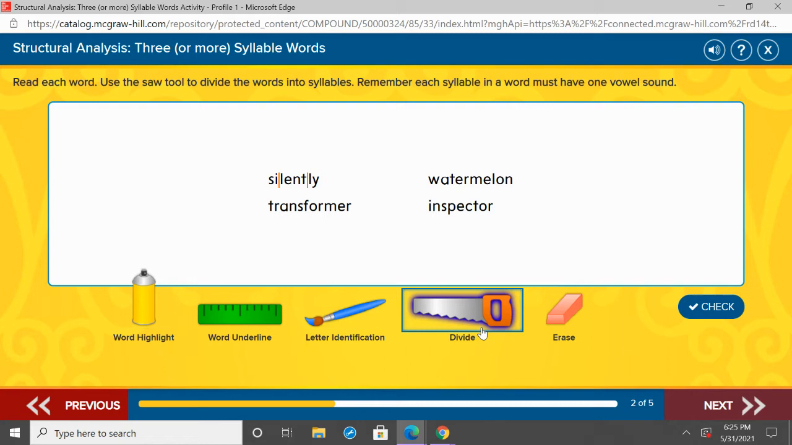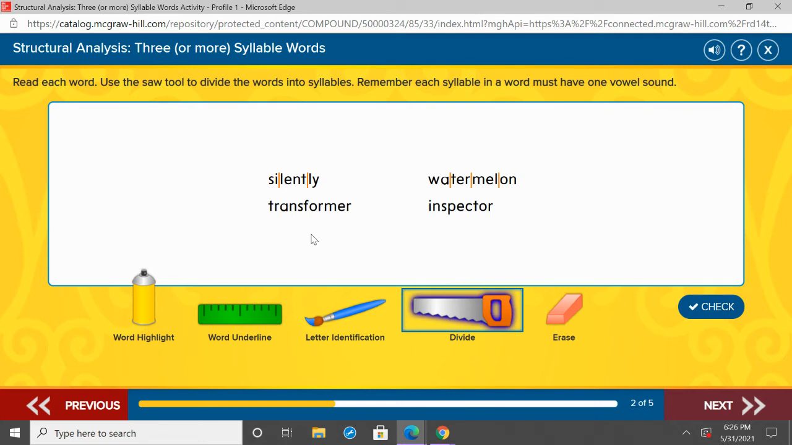All right, so watermelon. You should have 4 right there. Let's figure out where we need to divide it. So we have a vowel sound in each of those 4 syllables. Watermelon. All right, next we have transformer.